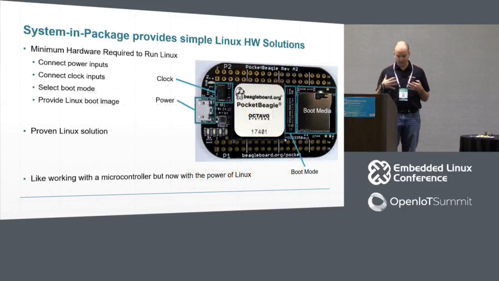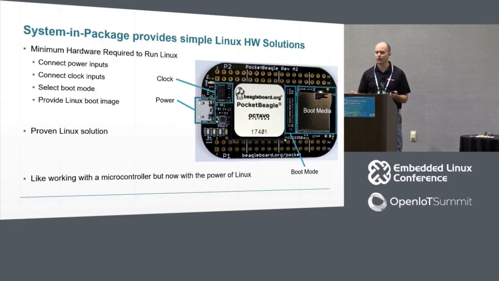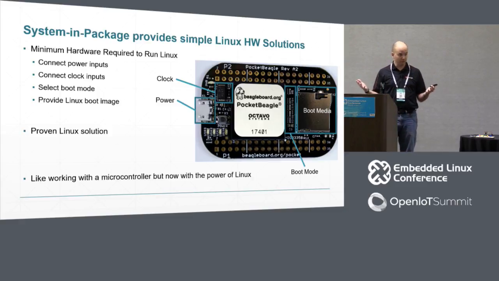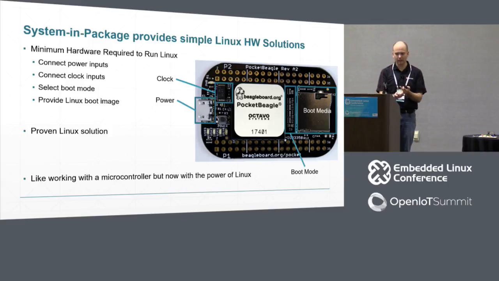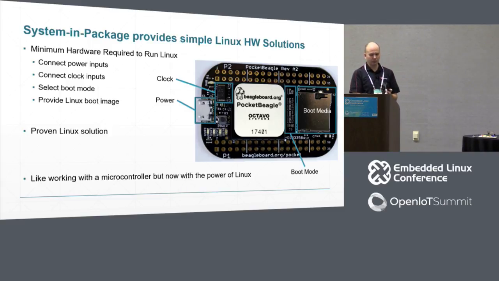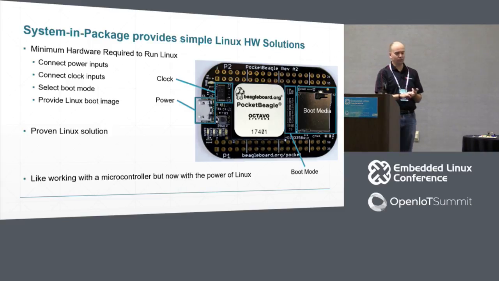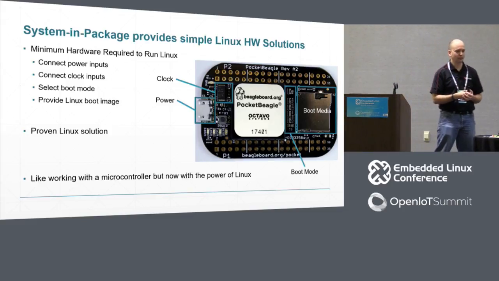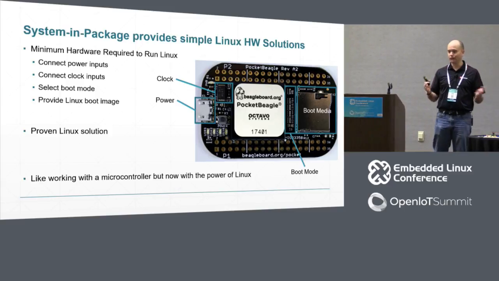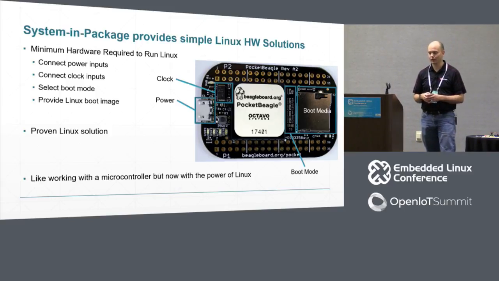So what are some of the things that can simplify your life? Well, system in package can really provide a simple Linux hardware solution. So what are the minimum things when using a system in package device? What are the minimum things required to run Linux? Well, you need to connect up your power. You need to connect a clock. You have some boot mode registers to select what you boot from. And then you need a boot media. So you need your Linux image. And from that, now you have a completely running Linux hardware system.